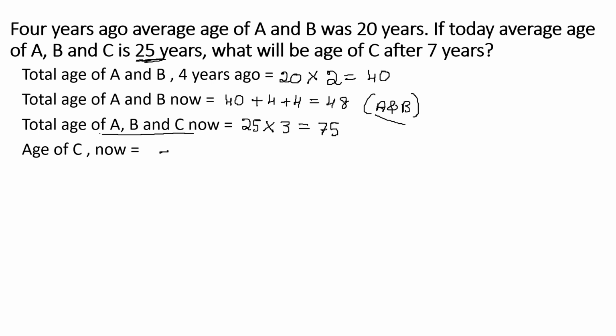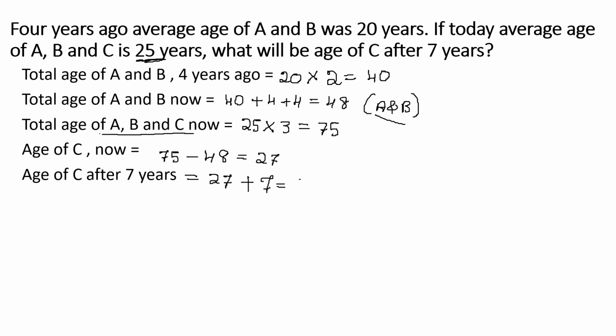So it will be 75 minus the age of A and B together. So 75 minus 48, that will be equal to 27. So the age of C after 7 years will be 27, which is the current age, plus 7, so 27 plus 7, that is 34 years.